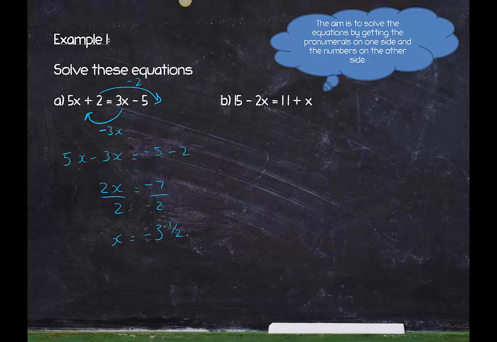What we're going to do here, I'm going to bring this one over this side as a plus 2x. And I'm going to bring this one over this side as a minus 11. You might ask, why did I bring it over that side? I want to get rid of the negatives. It's easier to work without negatives. So we've got 15 minus 11 equals x plus 2x. 15 take away 11 is 4. x plus 2x is 3x. We then divide by 3.